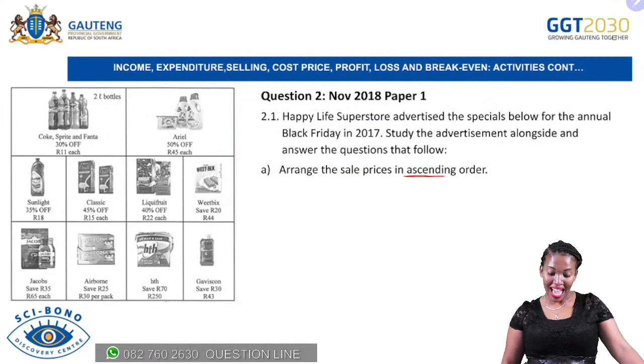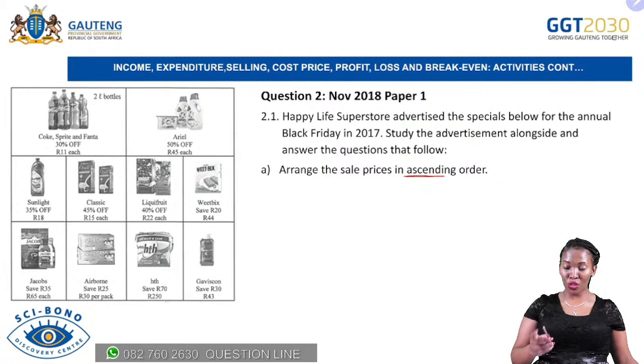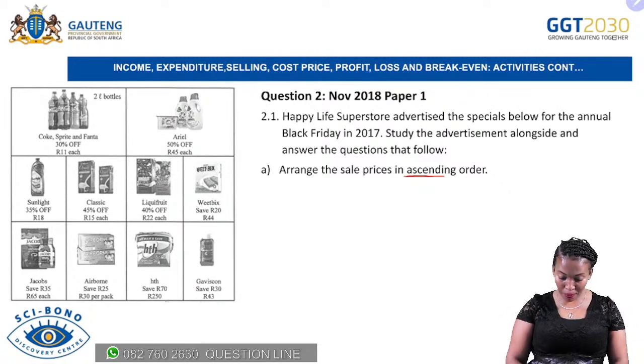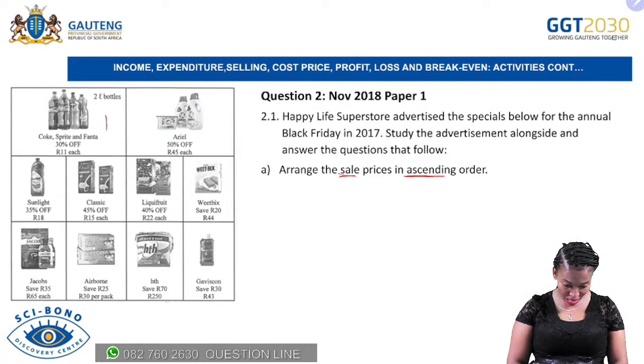Welcome back, guys. I hope you arranged your values in ascending order. So now let's do it together so that we can compare your answers. I'm looking at the prices. They say we must compare the sale prices. So this one you are paying now 11 rand each. Let's look at the smallest value. The smallest value here, it is 11 rand. I'm going to make this my first value, number 1.